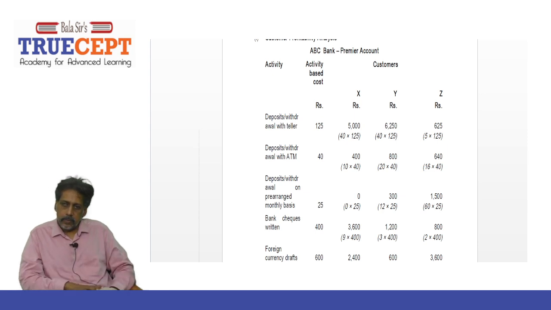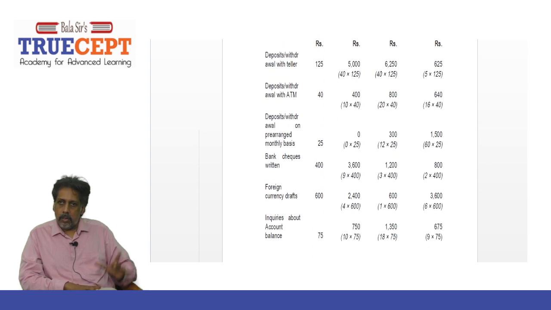Next is deposits and withdrawals at ATM, at 40 rupees per transaction, into the number of transactions. Now how much for X? It is 10 transactions into 40, which is 400. 20 into 40, 800. 16 into 40, 640.